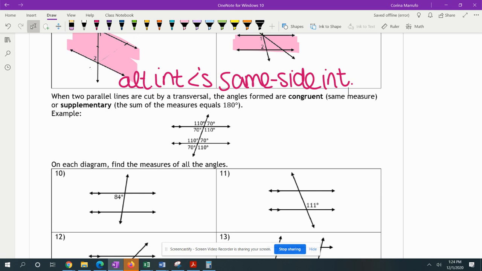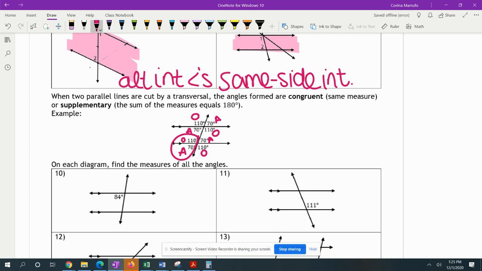Now, I do need you guys to keep in mind, we have obtuse angles. These are my obtuse angles. Okay, I know you guys are really good at identifying obtuse angles and acute angles. These are acute angles, which means they're less than 90 degrees. All your acute angles will be the same. All your obtuse angles will be the same. If you have an acute and an obtuse angle together, they will add up to 180.